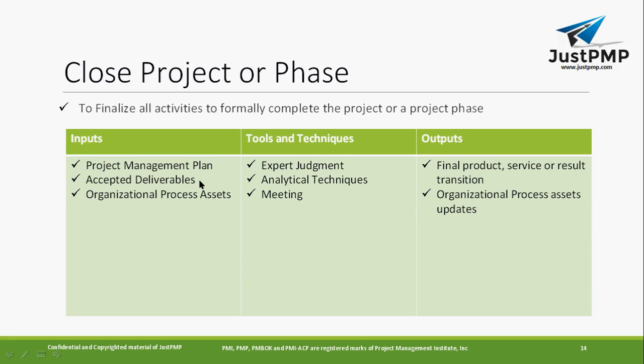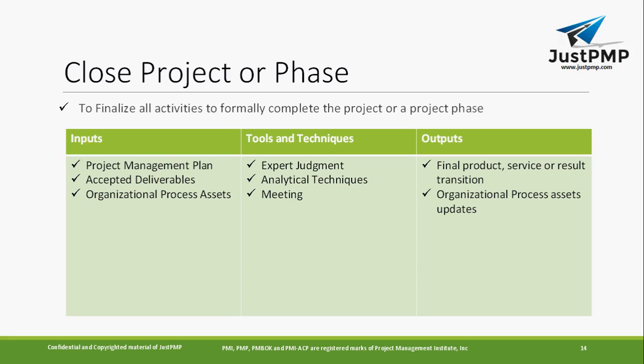So what are the inputs for this close project? Yes, you need a project management plan, because that is where you're going to compare it, and then you'll have accepted deliverables. Accepted deliverables are going to come from monitor and control. Monitor and control will say, okay, now they are accepted. Now that will become your accepted deliverable, and then organization process assets. So organization process assets are going to help you accept your deliverable. So these become your inputs. And what are the tools and techniques that you are going to apply as part of this close project or phase?